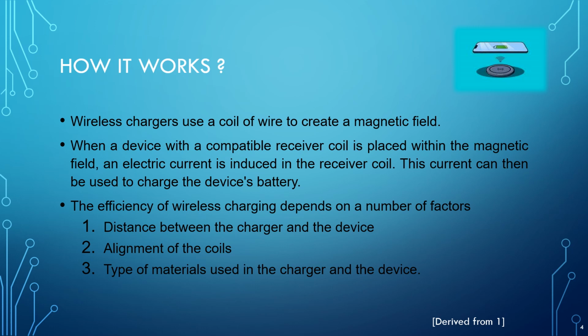The efficiency of wireless charging depends on a number of factors. They are distance between the charger and the device, alignment of the coils, type of materials used in the charger and the device. These are the efficiency factors affecting the charging speed of the wireless charger. Within this distance it is considered wireless charging. Minimum it is 4 centimeter, and the alignment of coils should be correct for proper wireless charging. And type of materials used also affect the charge received and sent.